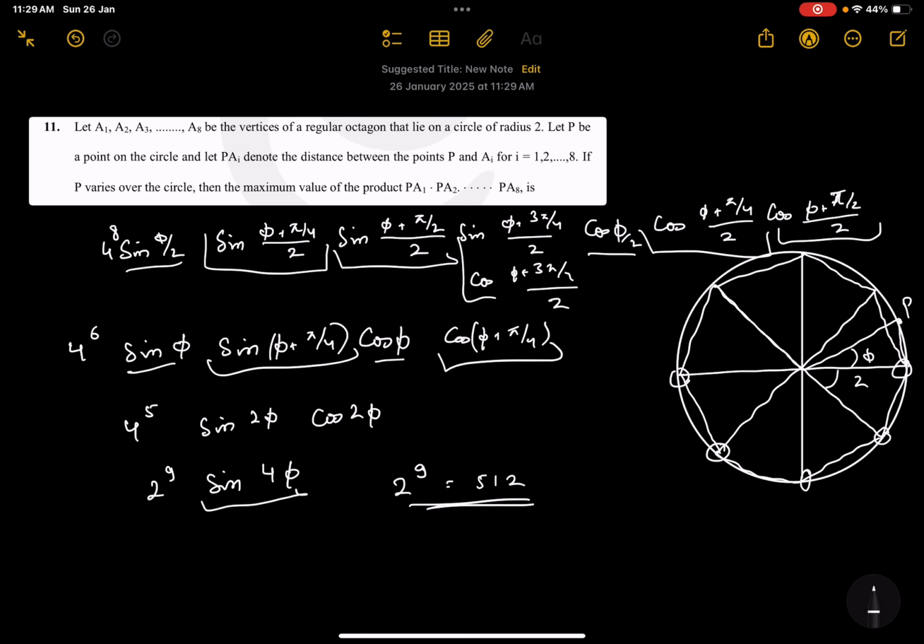So I think this question should also be solved in the first go. It's straightforward and uses simple elementary identities. Yeah, so the answer is 512.